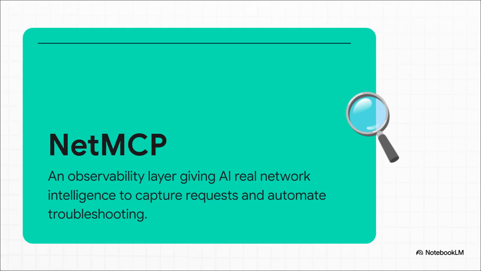So at its heart, NetMCP is what we call an observability layer. But don't think of it as just another logging tool. It's more like a universal translator. It takes all that raw, chaotic network data, the requests, the responses, the errors, and it turns it into a structured, intelligent story that your AI can finally understand and actually do something with.